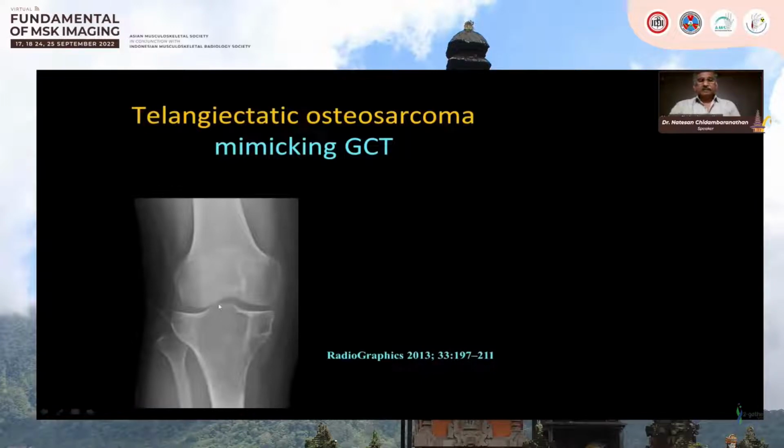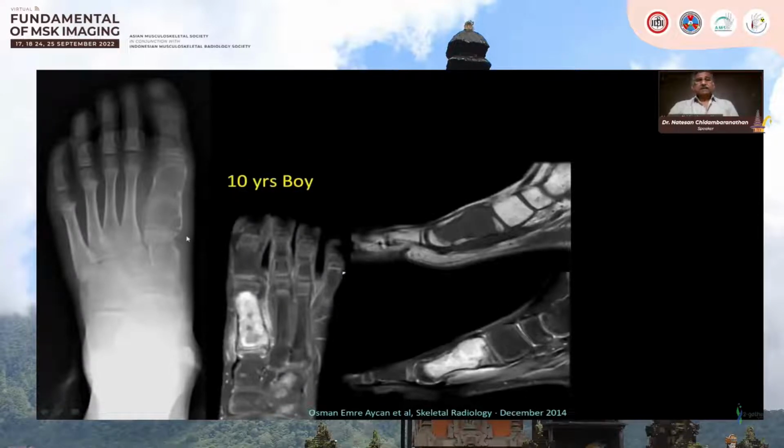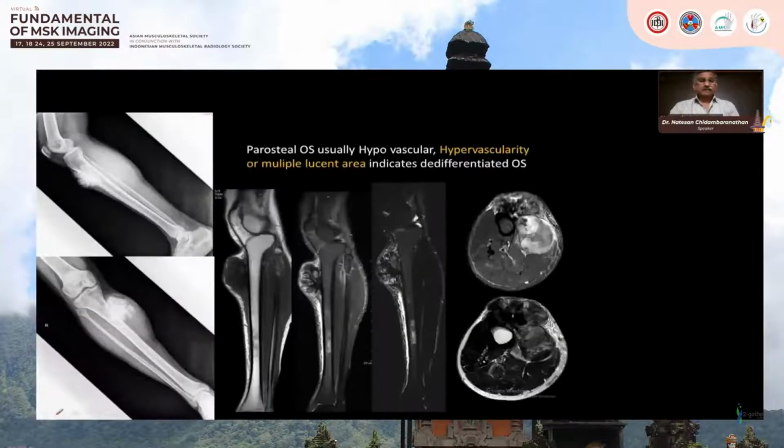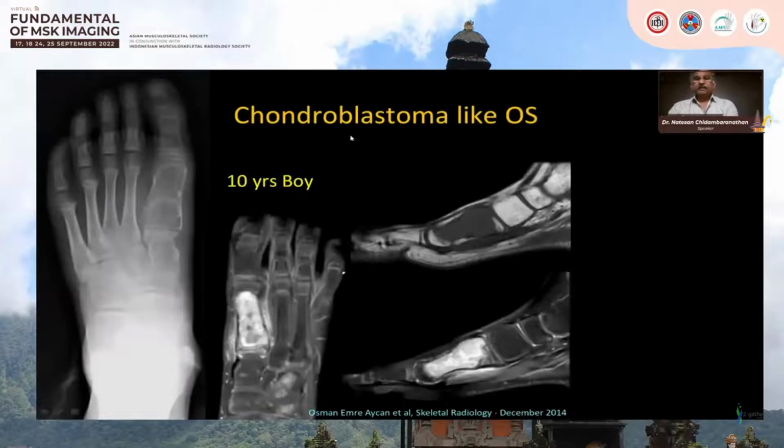Another case looked like a large GCT, in a typical location, expanding without much sclerosis, and this turned out to be a telangiectatic osteosarcoma. This is a 10-year-old boy with a large expansile lesion in the metatarsal bone, with a soap-bubble appearance and thinned-out cortex, with a lot of edema in the MR images, with low intensity areas and a bright expanding lesion. Often we thought of a benign lesion like a chondroma or chondroblastoma, but this is a case where osteosarcoma mimicked a chondroblastoma.